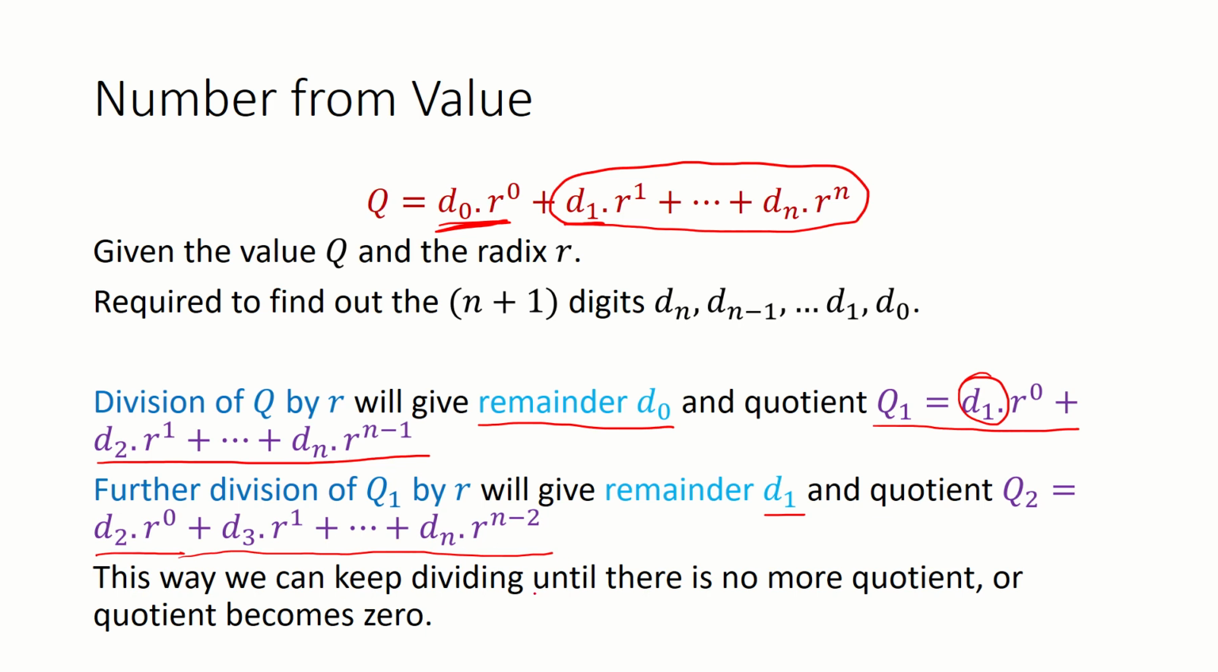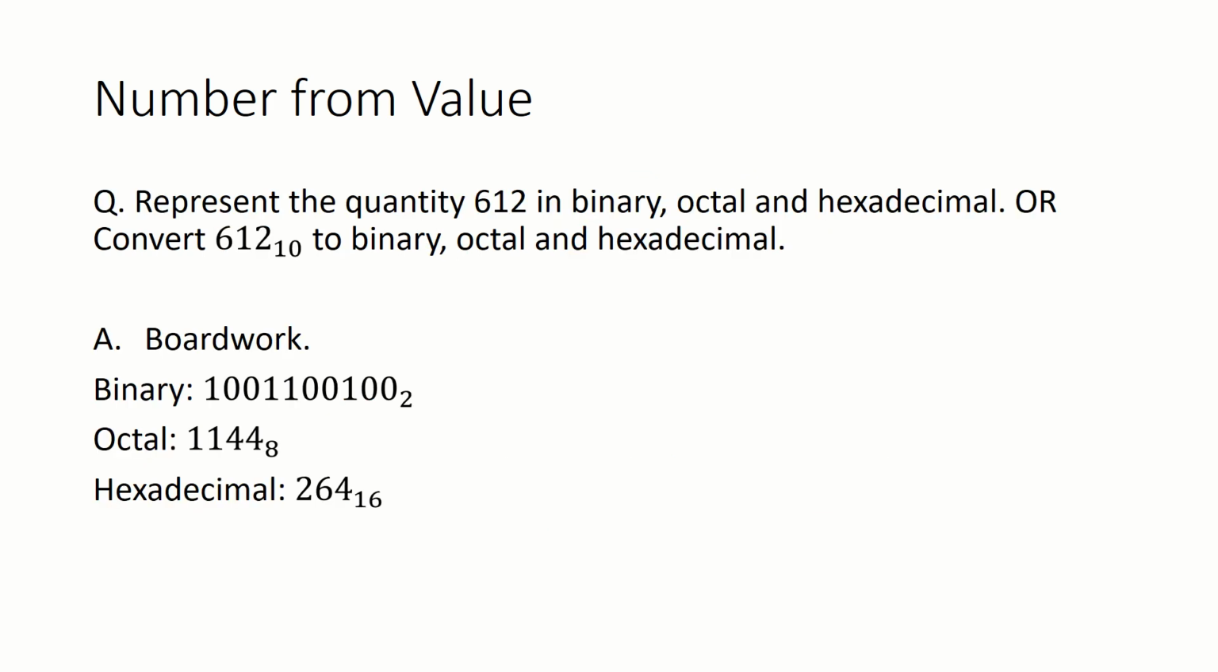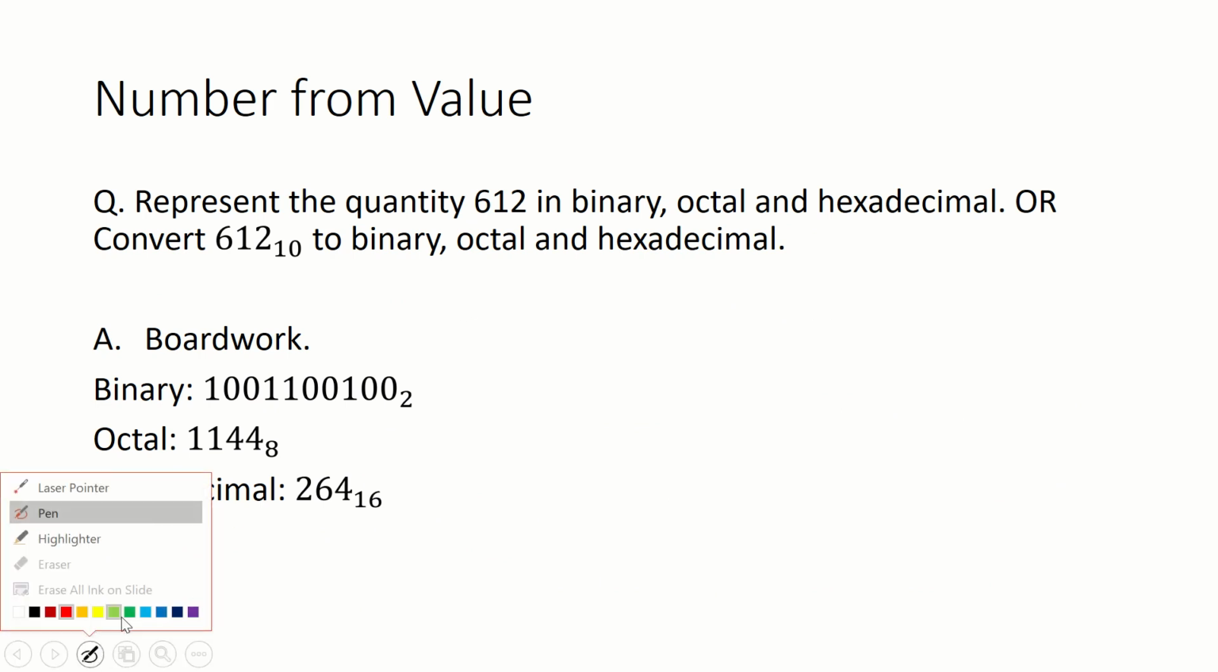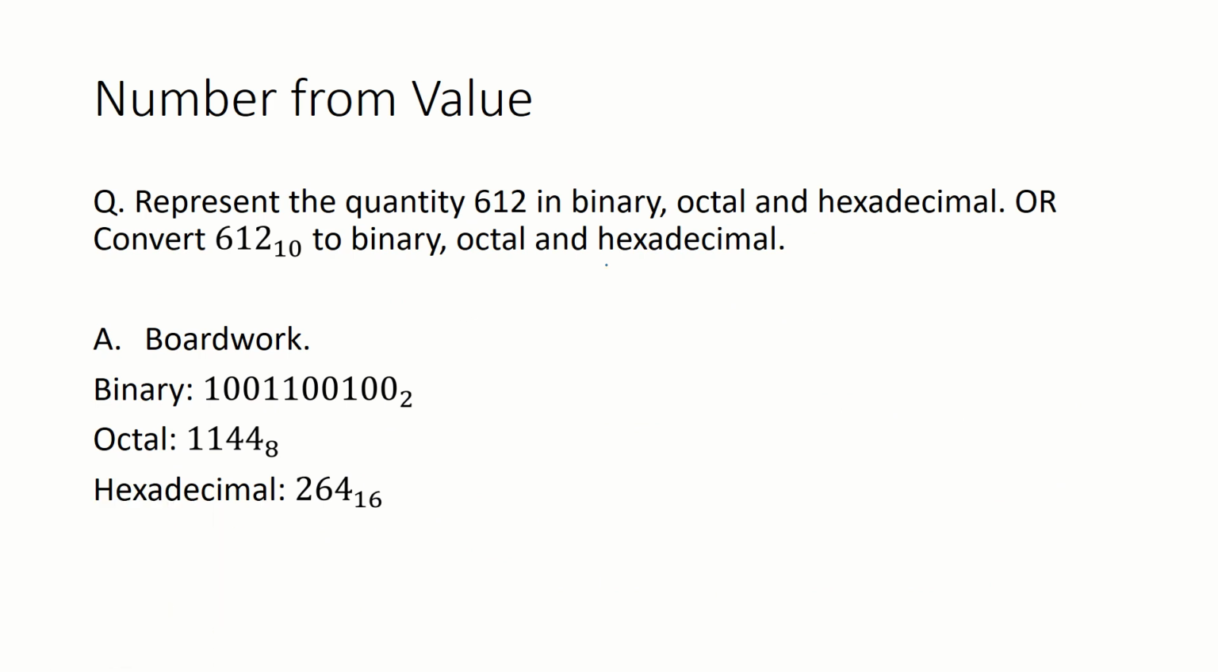In this way, we can continue dividing until there is no more quotient, that is, the quotient becomes 0, and the last remainder that you get is dn. So, this is the algorithm. This is the division algorithm with which we can find the number from any value given. Let us do some work to understand how to actually do this. One or two examples we will do.